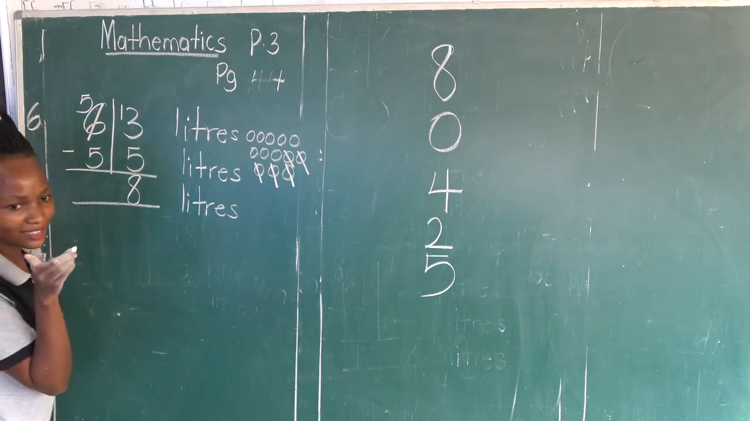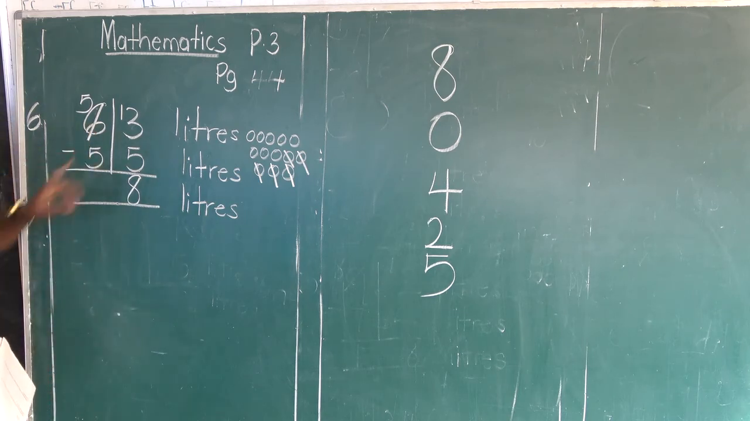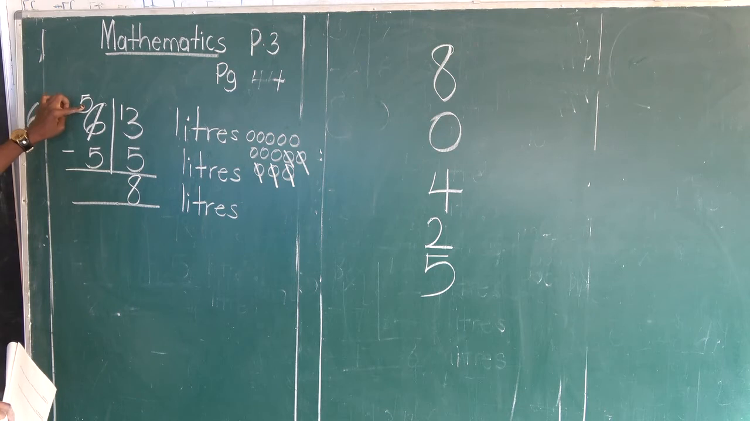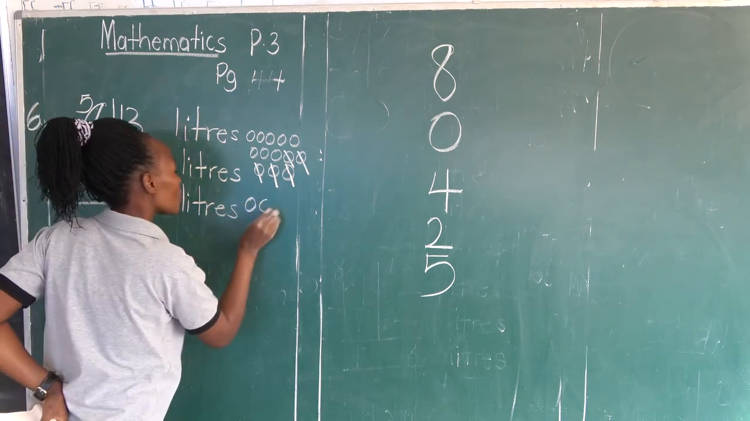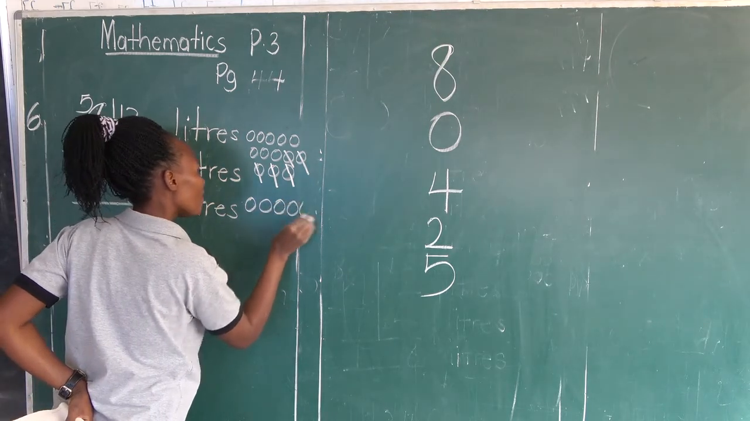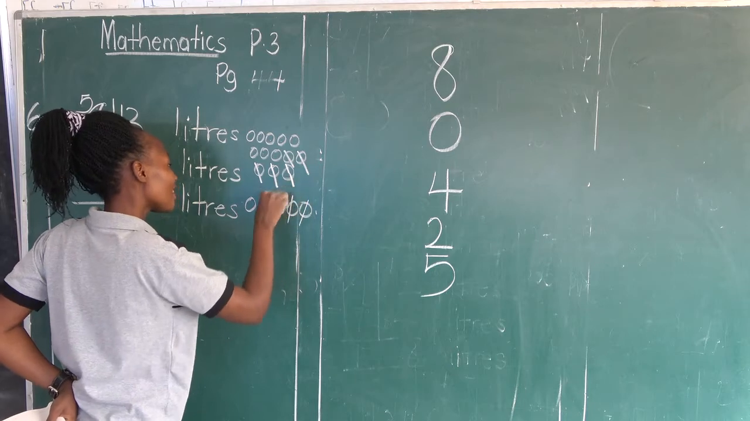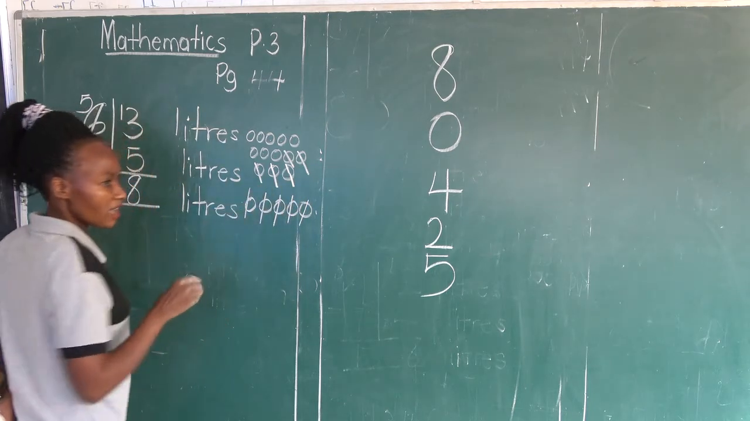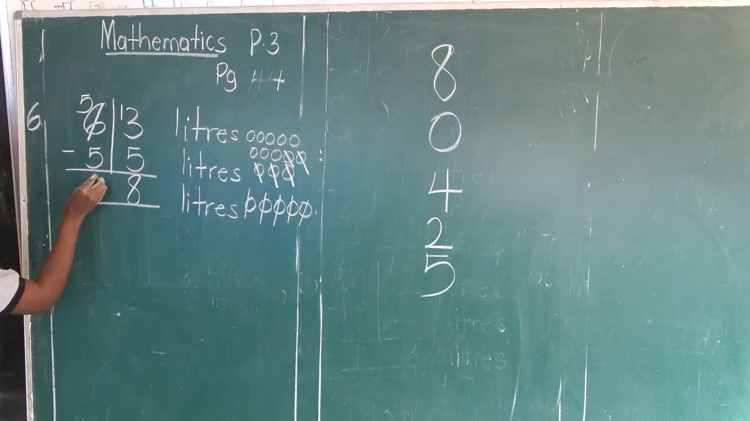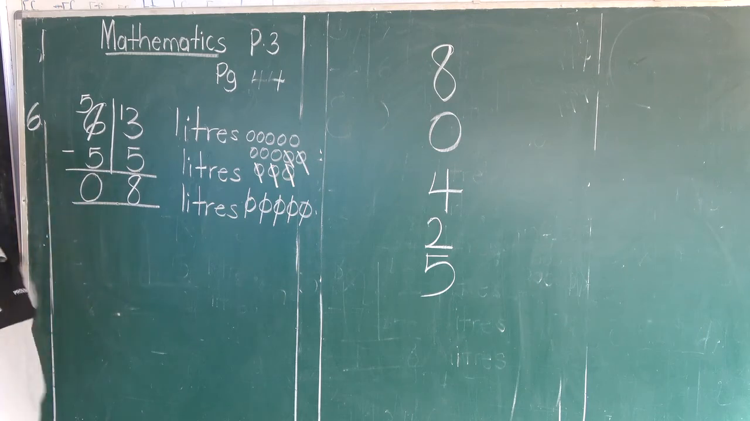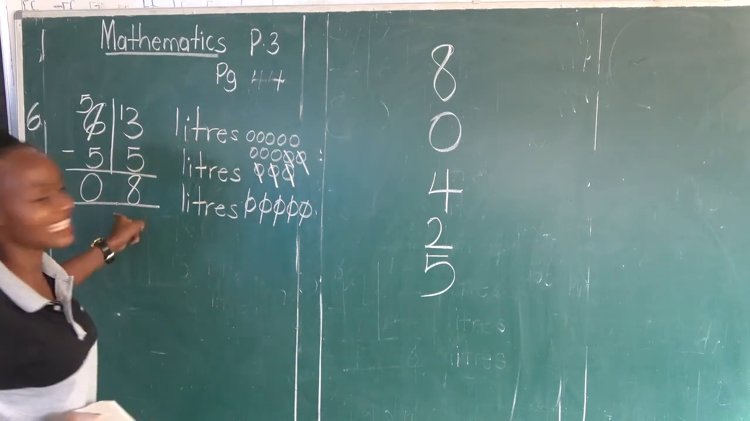Then we count the tens. Remember there were 6. We borrowed the 1, remained with 5. Now 5, take away 5. 1, 2, 3, 4, 5. Cross out 5. 1, 2, 3, 4, 5. We've remained with nothing, which is a 0. Now, how many people got this?